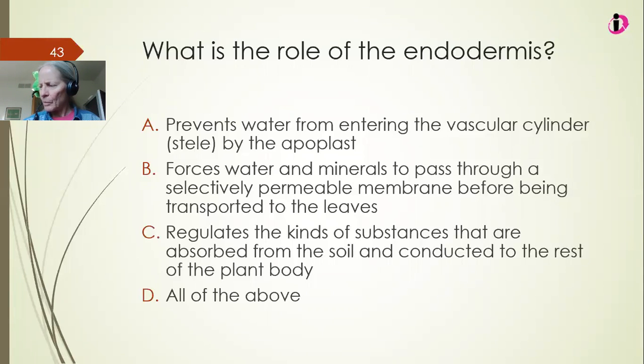And then secondly, the endodermis forces water and minerals to pass through a selectively permeable membrane, and this helps the plant to filter what is going to get into the vascular tissue, which makes sense. If there's something poisonous in the ground and you absorb it into your roots, you don't want to take it all the way to the leaves if it's poisonous. So the selectively permeable membranes of the cell help to filter what gets in.